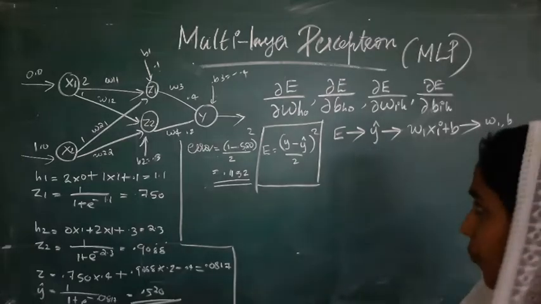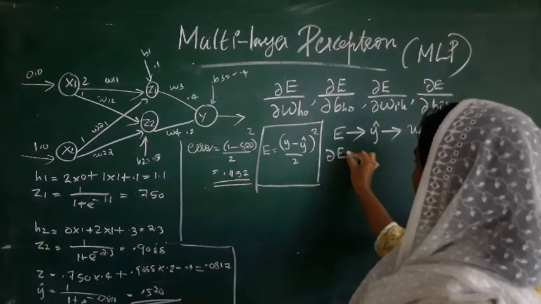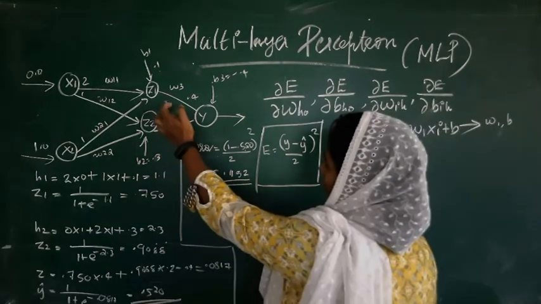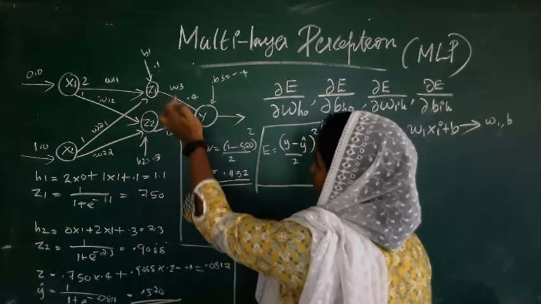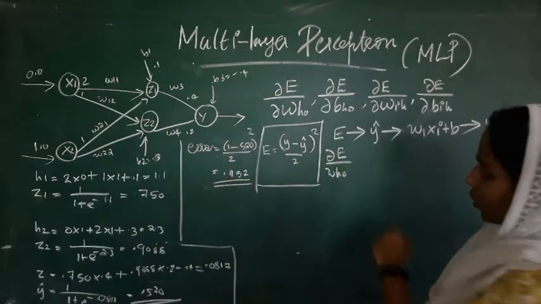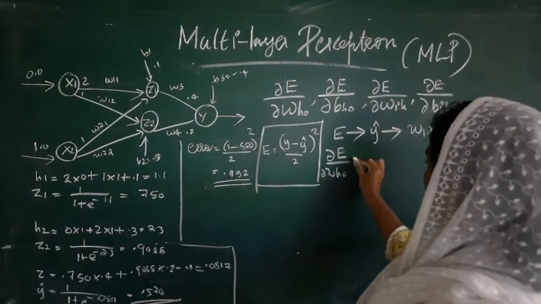So taking the first rule first, that is ∂E/∂W_HO, the hidden to output layer weights, W3 and W4. For the time being, I am using the general notation W_HO, the weight from hidden to output layer.